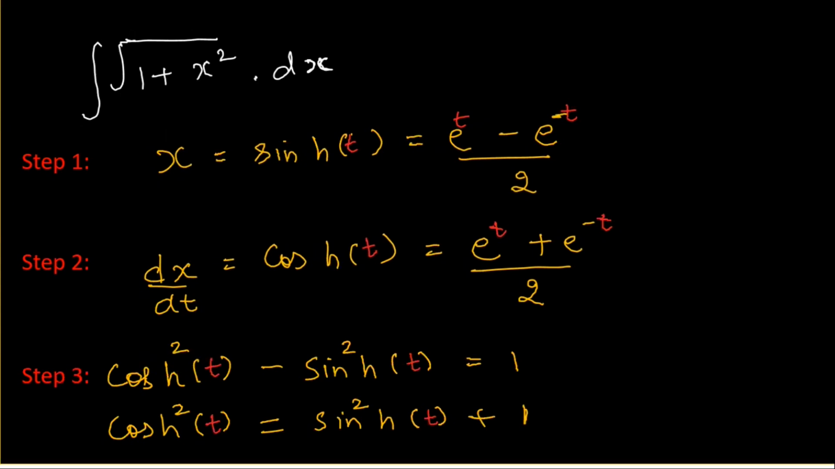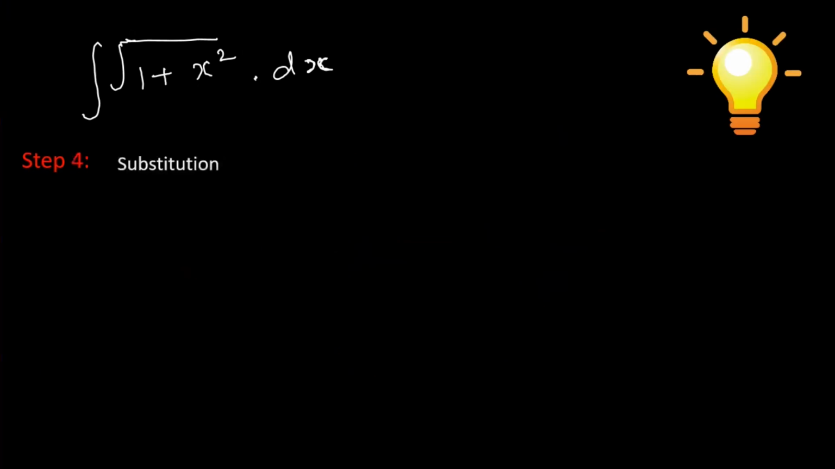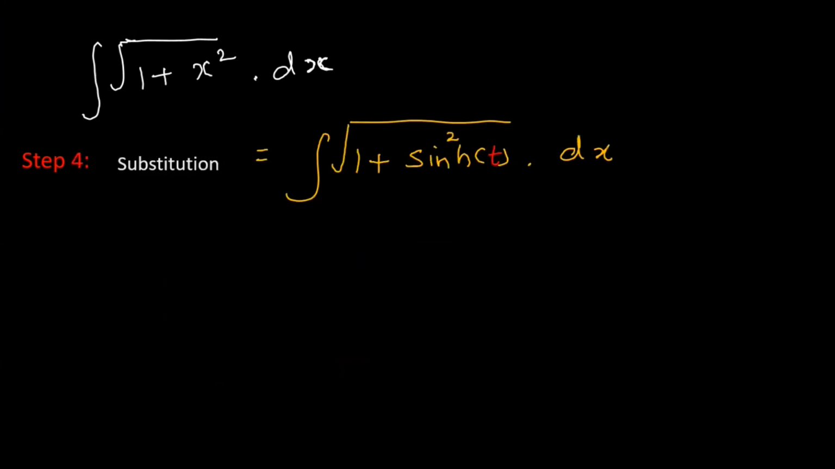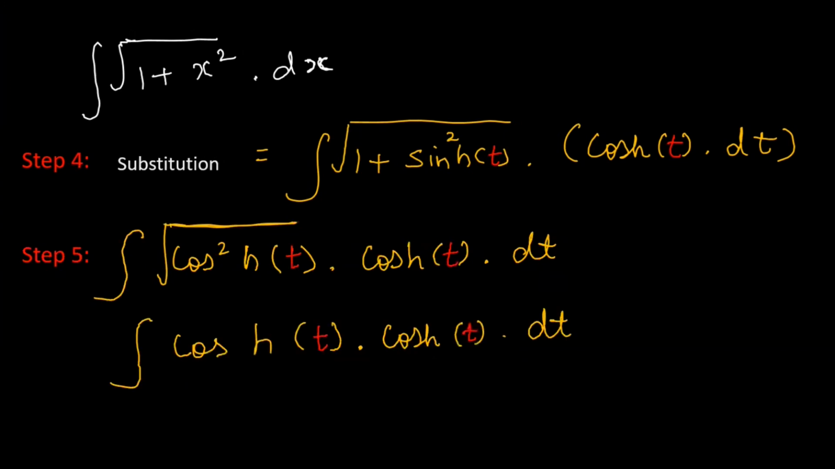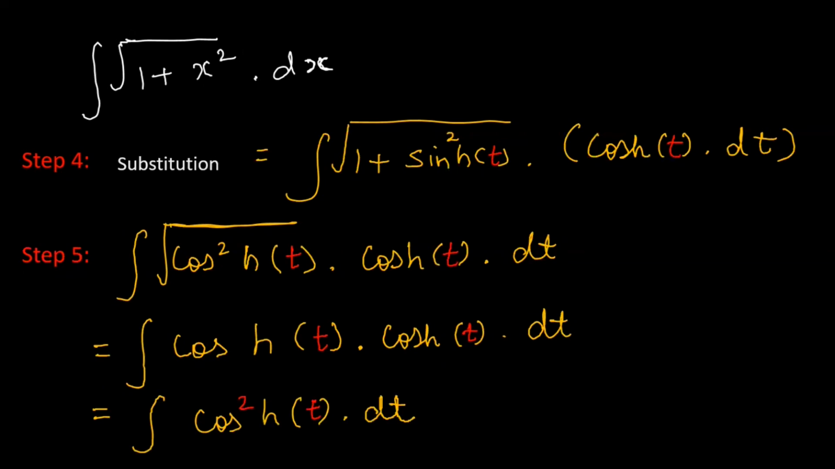But before going ahead, let's have a look at one important identity, the same as we have in normal trigonometry. In hyperbolic functions, cosh square t minus sinh square t is equal to 1. So here we're going to replace 1 plus sinh square t with cosh square t. This is how it's going to look. After substituting, the square root of 1 plus sinh square t will become the square root of cosh square t, times cosh t dt. Remember, here we have two cosh functions, so finally this will look like cosh square t dt.